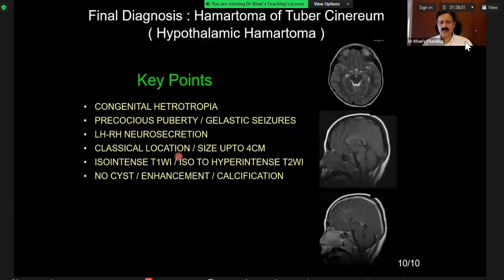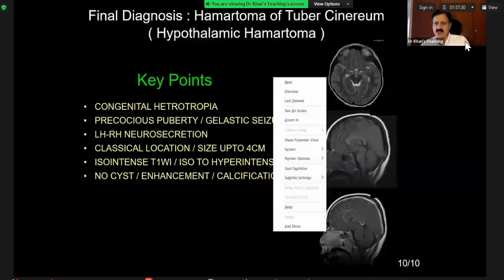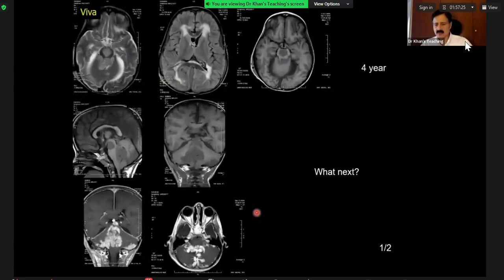And classical location, which is, as we have elaborated, size can be at times large, up to 4 centimeter. Iso-intensity 1, iso to hyperintensity 2. No cystic component, no enhancement, no calcification. So, there is nothing else. So in this particular case, we can actually give a final diagnosis. So you have to really take your skill level to be able to reach and tackle a case like this in the exam.